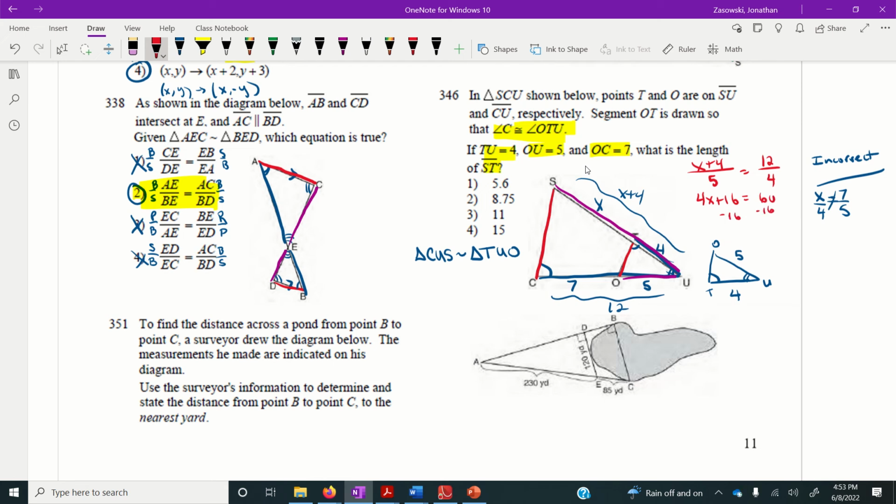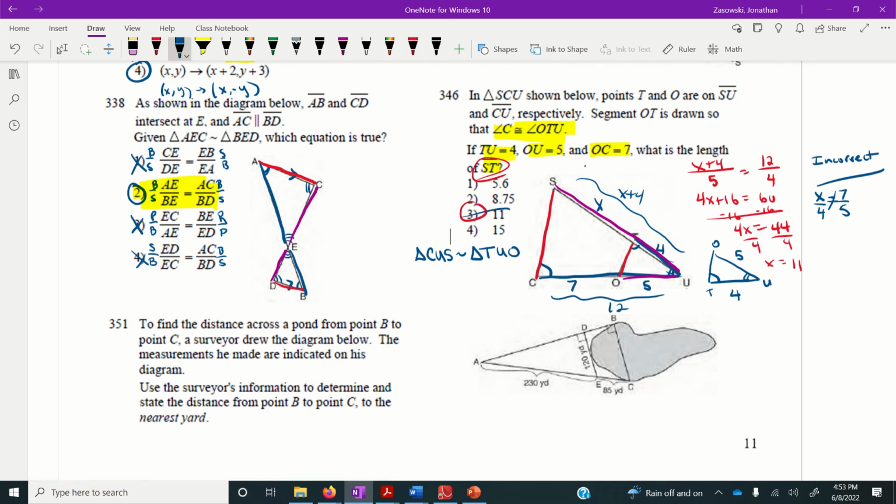We'll minus the 16 from both sides. We get 4x is equal to 44, and then divide by 4 to get x is equal to 11. And since we called x st, that is our answer, and we should pick choice 3.